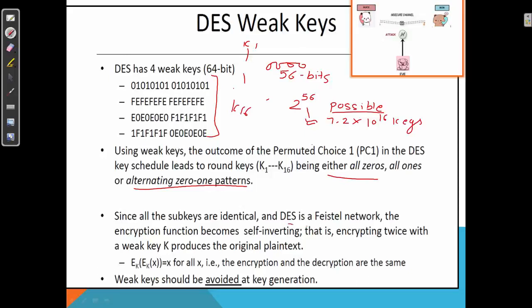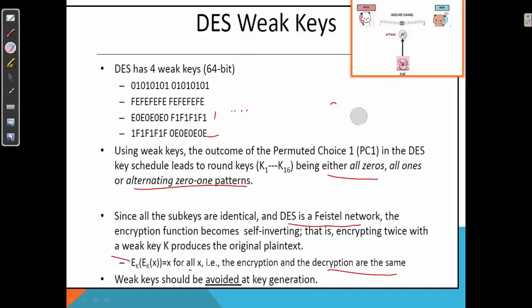We know that DES is a Feistel network. The encryption function becomes self-inverting. That is, encrypting twice with such a key produces the original plaintext. So we can write it like E_K(E_K(X)) is equal to X for all X. That is, encryption and decryption are the same. So we should avoid such weak keys at the time of key generation. This is one thing, that DES has 4 weak keys.